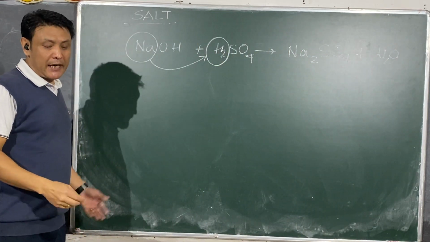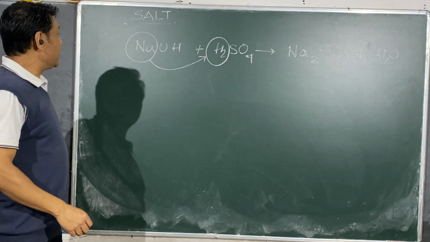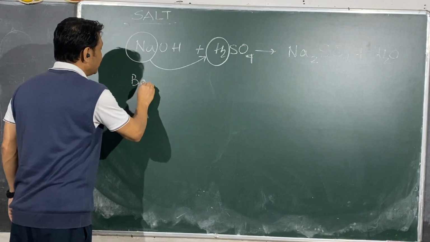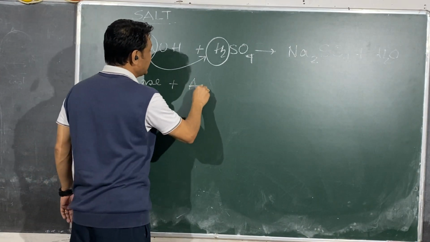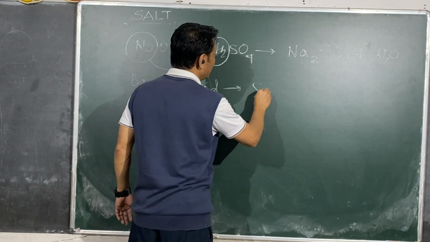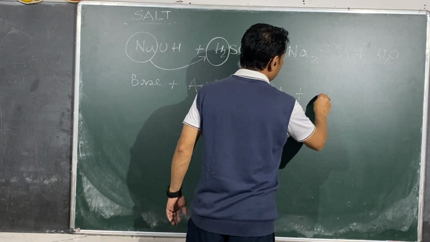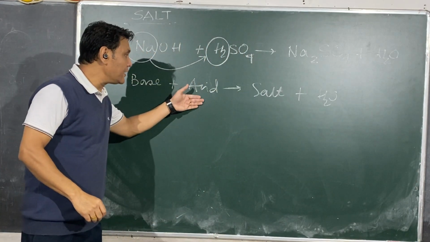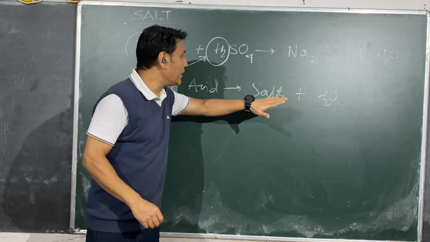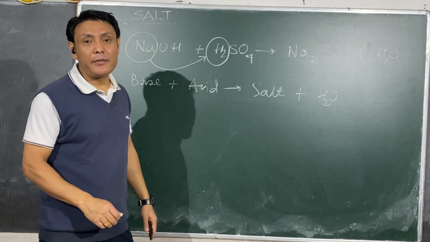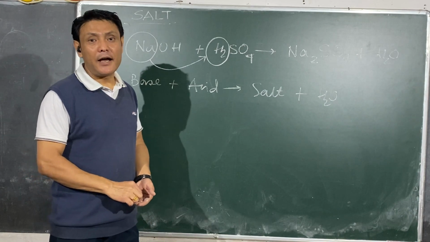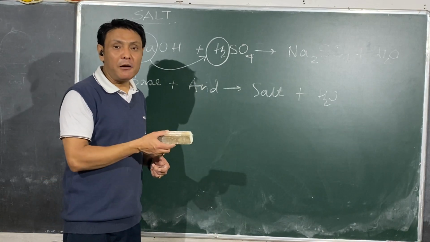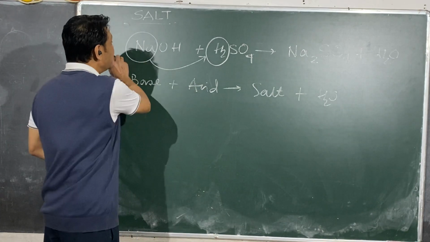Now we have general equations. We'll talk about the general equations later. Now why is salt and water formed? Because any base plus any acid will always form salt and water. So this is a general equation. Any base and any acid reacts to give you a salt and water. Now what is salt? Salt is a compound formed when the hydrogen ion of an acid is replaced completely or partially by ammonium or metallic ion. So that is a salt.